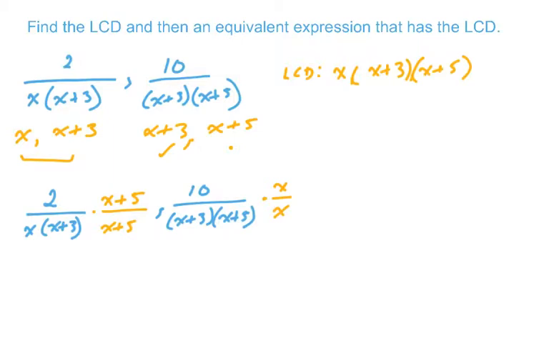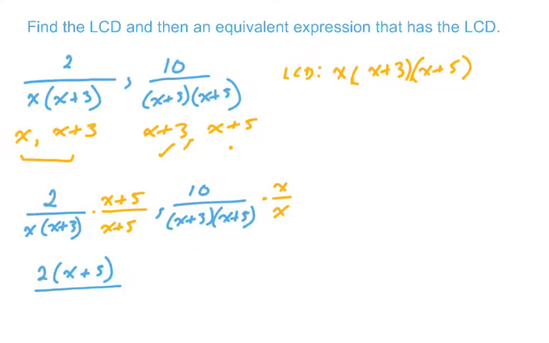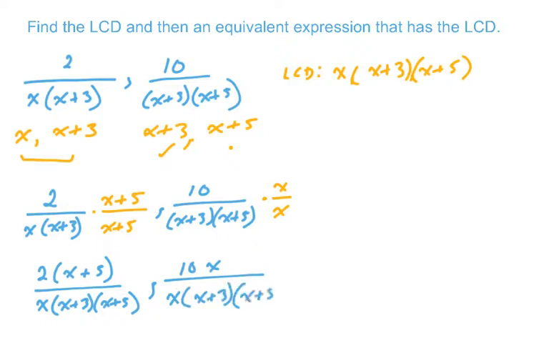So in the first fraction, we have the expression 2 times x plus 5, and we are dividing that by x times x plus 3 times x plus 5. And then the second one, we'd have 10 times x, which is 10x. And we're dividing that by x, x plus 3, x plus 5. We're going to leave our answers just like this. If we were to be adding them, we'd have to do a little bit more with this first one. But for now, we rewrote each expression to have the same least common denominator.